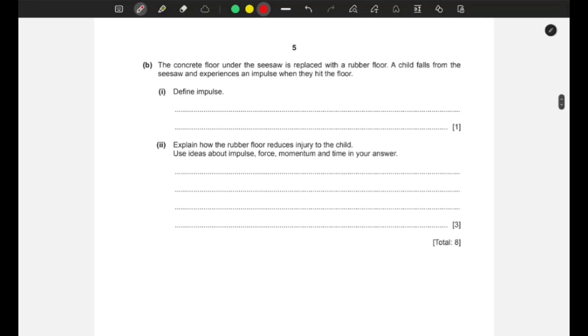Part B. The concrete floor under the seesaw is replaced with a rubber floor. The child falls from the seesaw and experiences an impulse when they hit the floor. Define impulse. Impulse is force times time. Simple as that. Part 2. Explain how the rubber floor reduces injury to the child. Use ideas about impulse, force, momentum, and time in your answer.